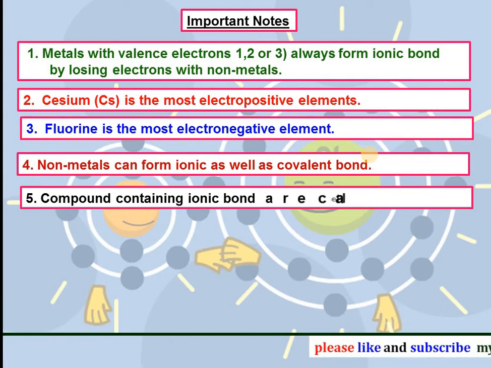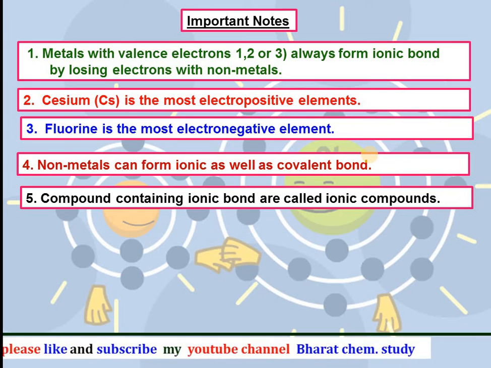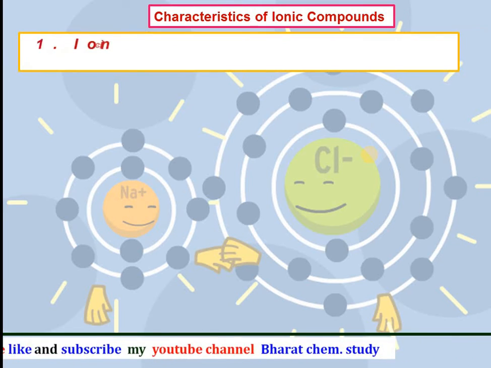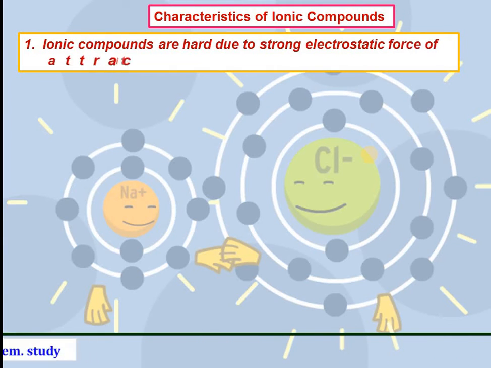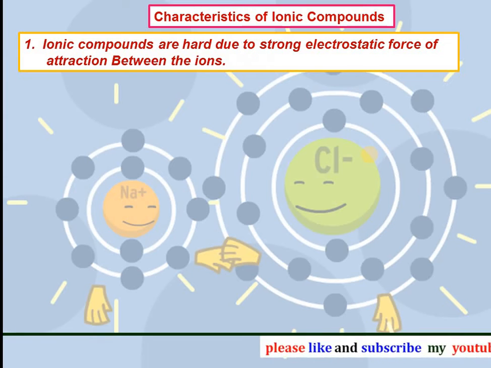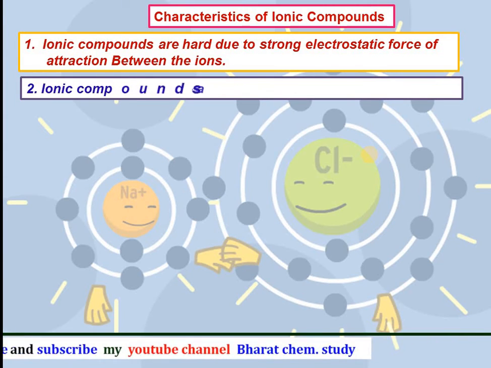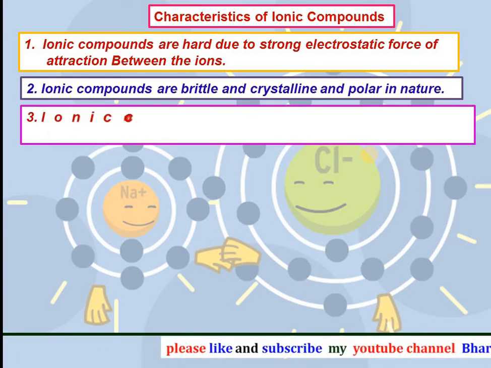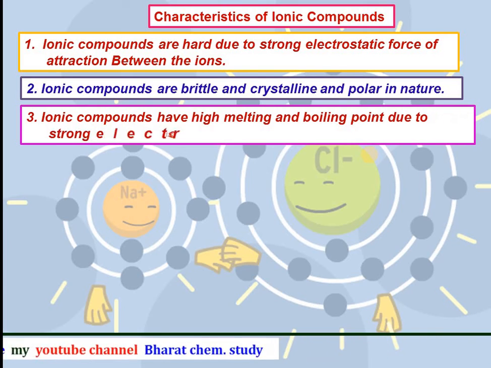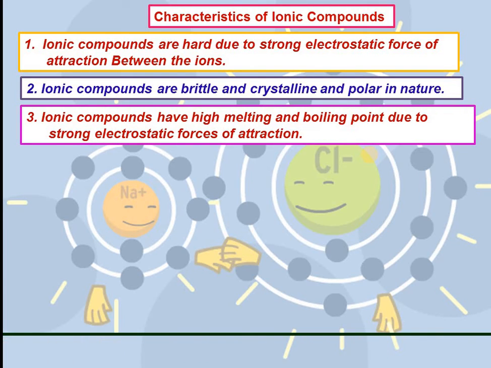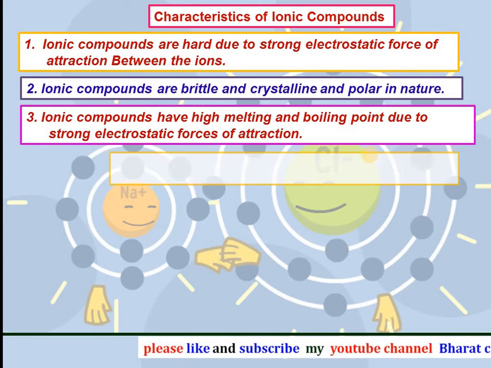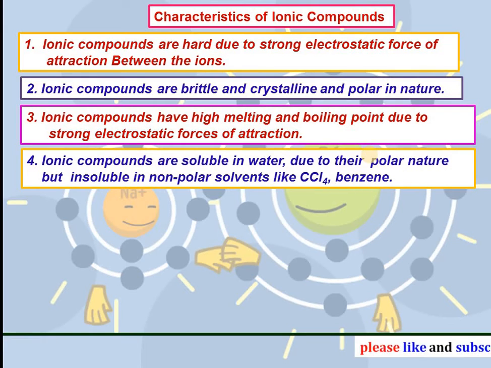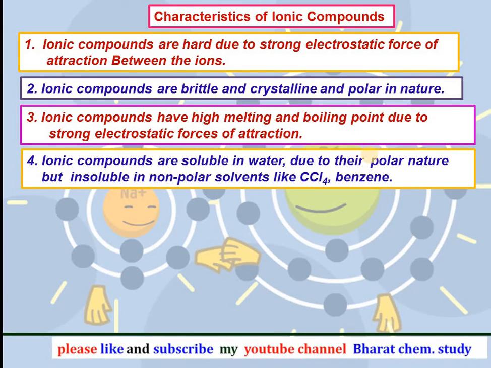Next point, compounds containing ionic bonds are called ionic compounds. Now, characteristics of ionic compounds. First, ionic compounds are hard due to strong electrostatic force of attraction between the ions. The second point, ionic compounds are brittle and crystalline and are polar in nature. Third point, ionic compounds have high melting and boiling point due to strong electrostatic force of attraction between the ions. Ionic compounds are soluble in water due to their polar nature, but insoluble in non-polar solvents like CCl4 or benzene.